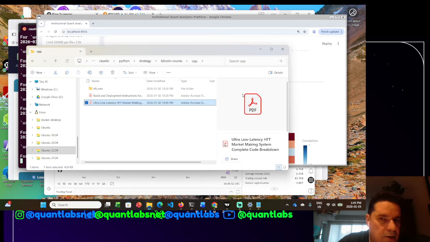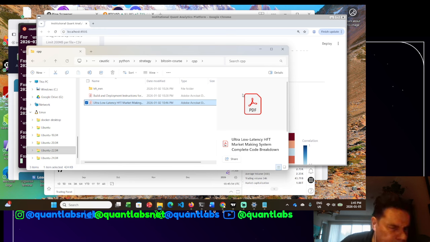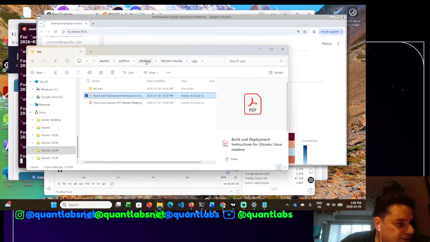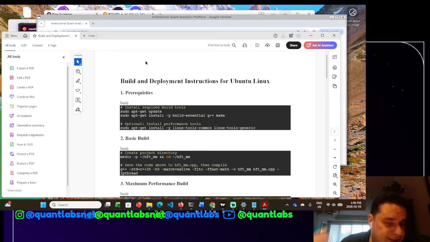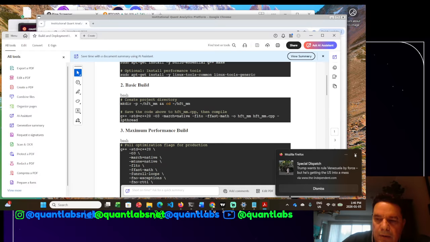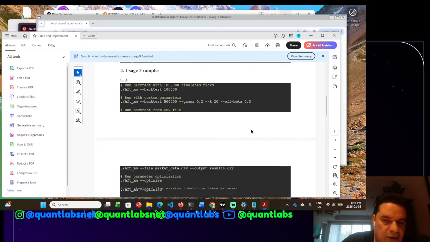This is your typical high frequency trading, ultra low latency type of program that you could have bought, dare I say it. And then there's also the building and deployment of this as well. And my technique is keeping everything in one file. So here we've got the complete breakdown of how to do all this stuff.